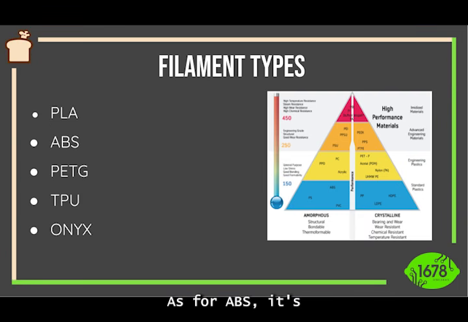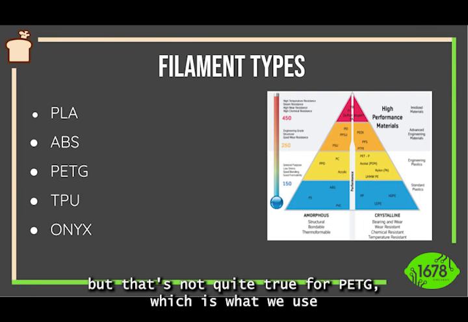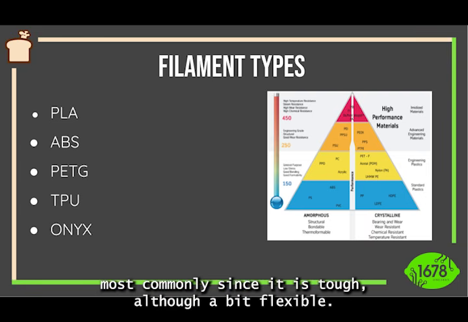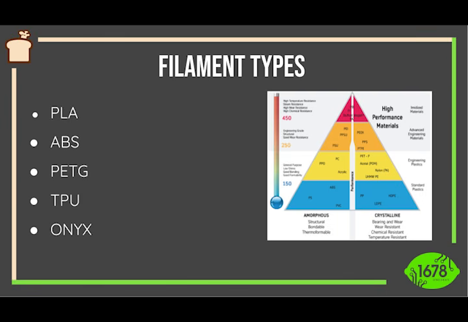As for ABS, it's very similar to PLA in that it deforms easily in heat, but that's not quite true for PETG, which is what we use most commonly since it is tough, although a bit flexible. It is very resistant to moisture and impact.